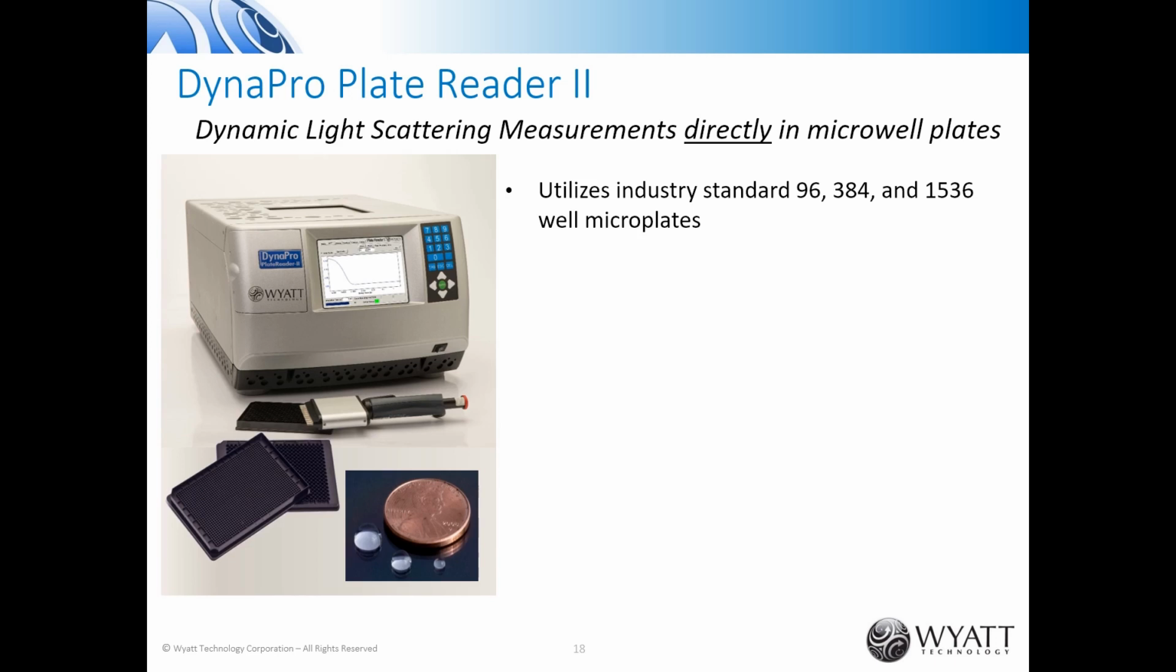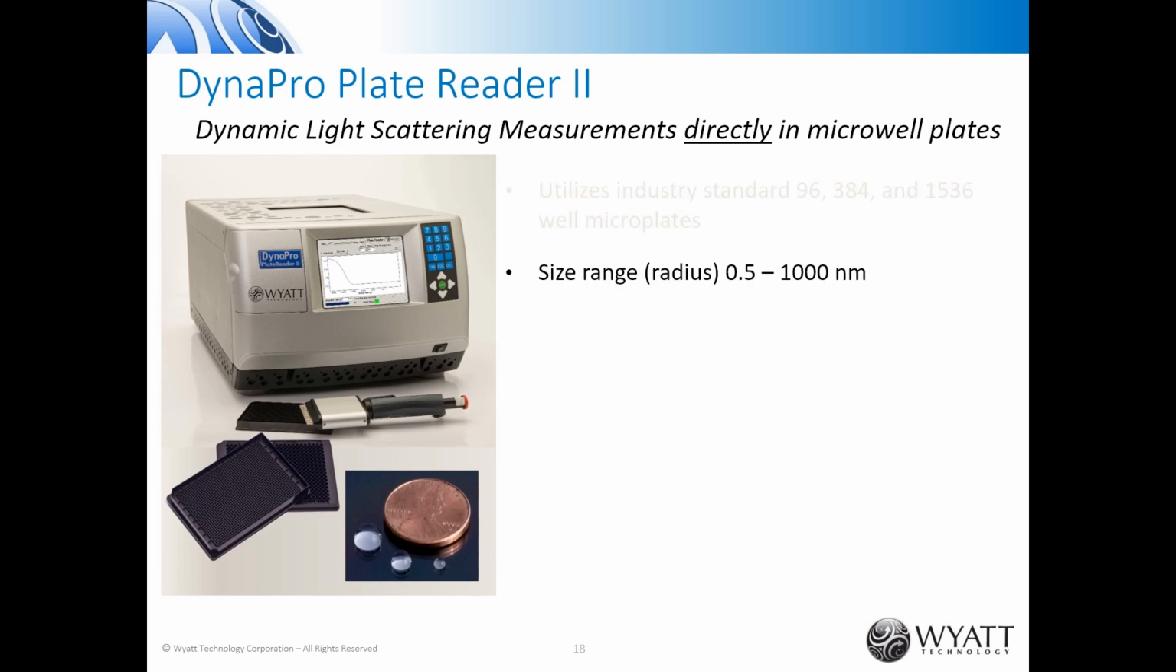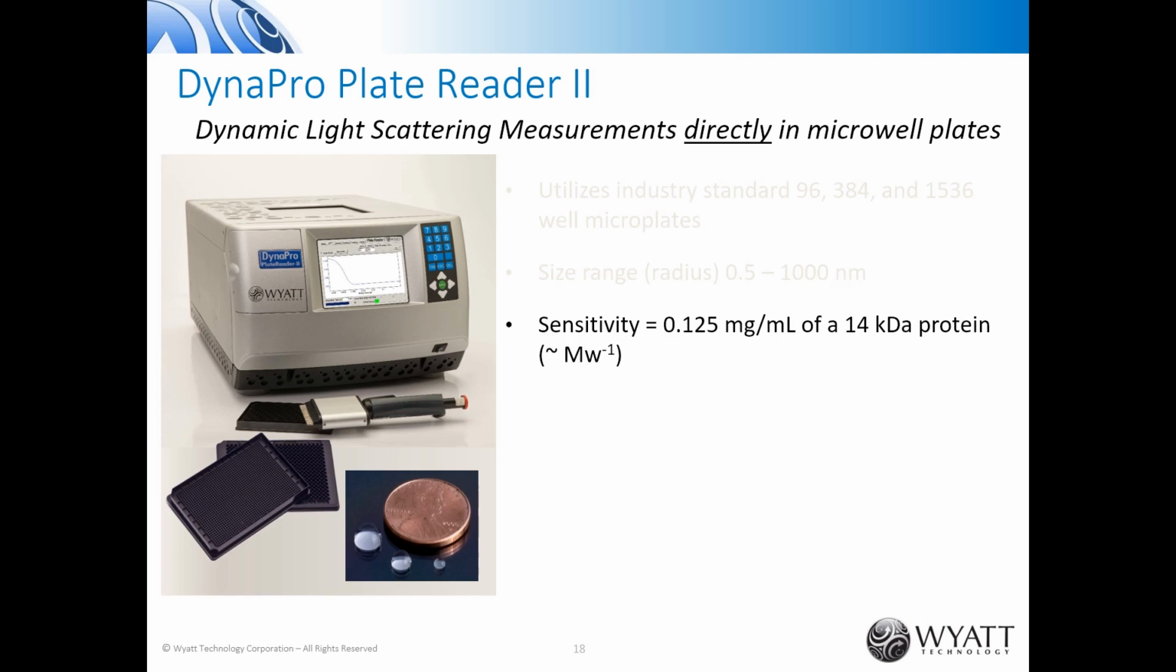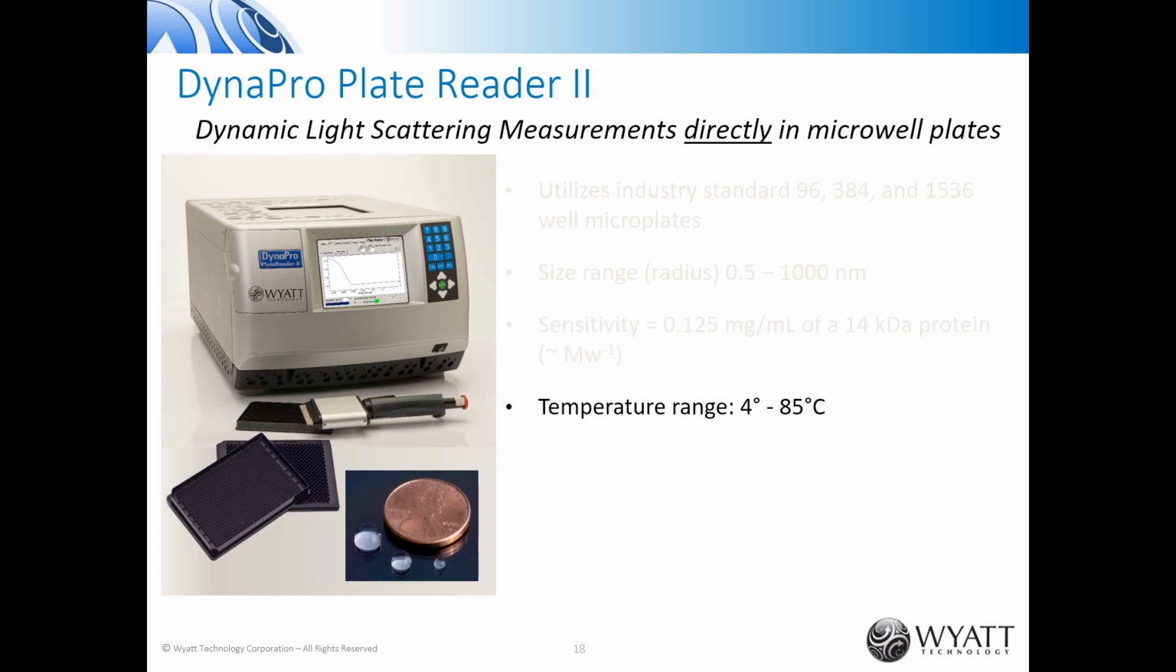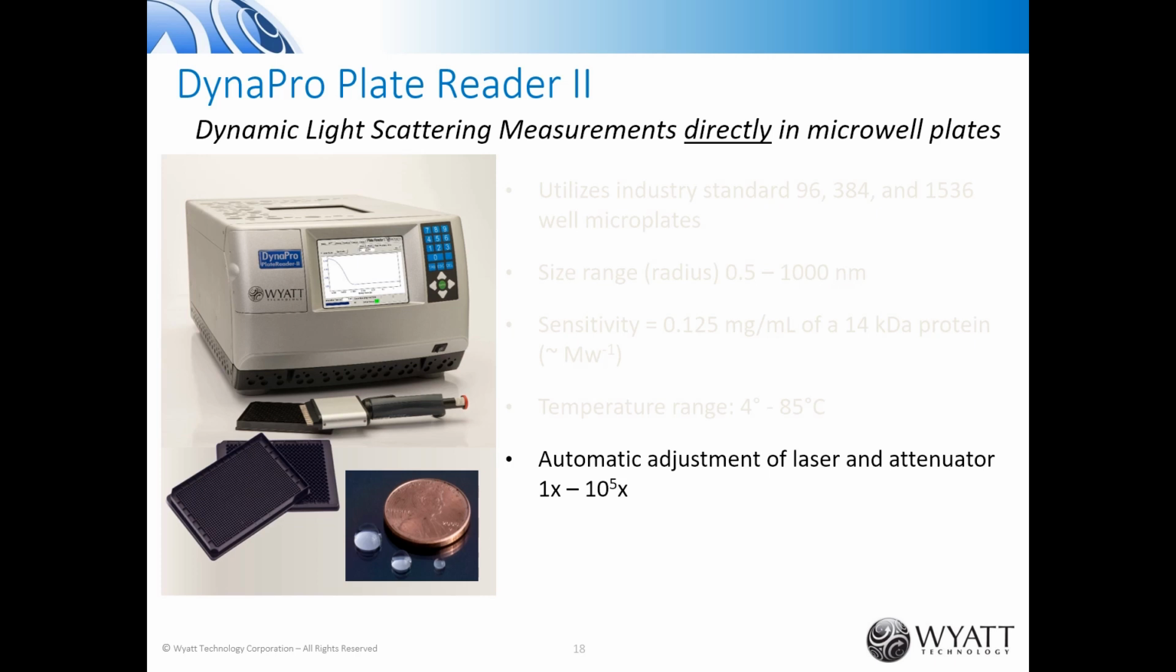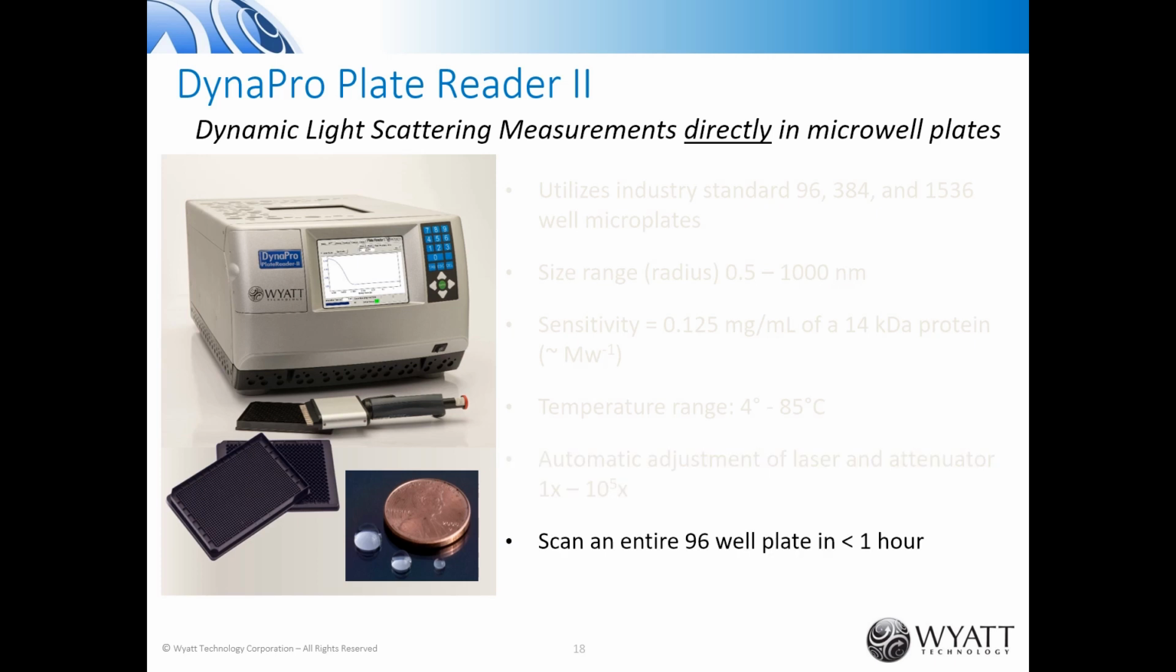Here at Ajinomoto Althea, we use the DynaPro DLS Plate Reader 2, and we usually use a 384 microwell plate. It's capable of measuring particles that have a size between 0.5 and 1,000 nanometers, with a sensitivity down to 0.1 mg per mil of a 14 kilodalton protein. One feature that we like is the temperature control, because temperature can be an important factor with protein crystallization. So that allows us to look at how the protein responds at different temperatures, as well as allowing us to do the initial melting studies to see how stable the protein is in the different buffers.